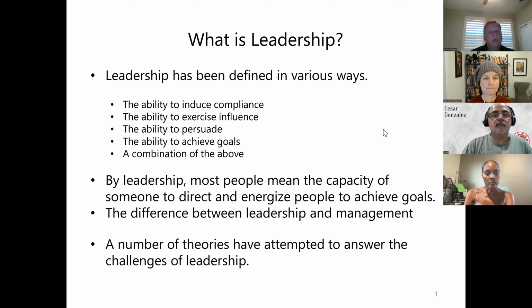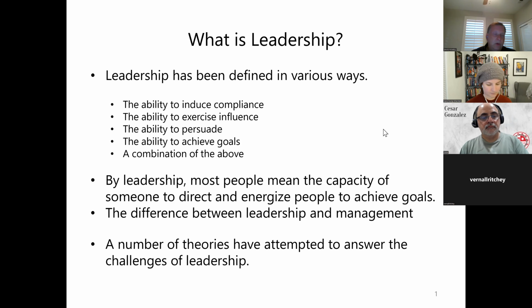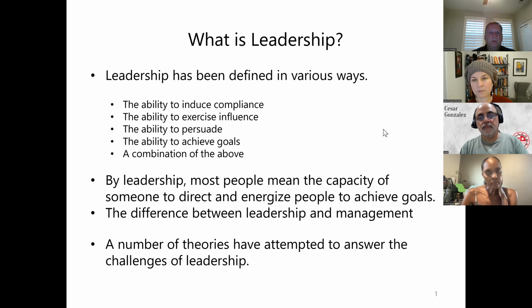There is a difference in the literature that's drawn between leadership and management. I know we oftentimes use the terms leadership and management interchangeably, but there is a distinction in the literature. And the primary distinction between leadership and management in the literature has to do with the allocation of resources. Managers on a daily basis are allocating resources to employees, to subordinates.